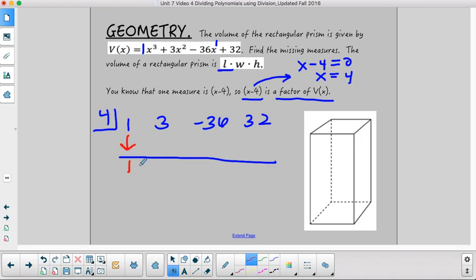We bring down the 1. We multiply 4 times 1, 4. Add together 3 plus 4 is 7. 4 times 7 is 28. We would go ahead and add these two together. Negative 36 plus 28 is negative 8. 4 times negative 8 is negative 32. We add and we get 0. This is my remainder. This is my constant. This is my x. This is my x squared.